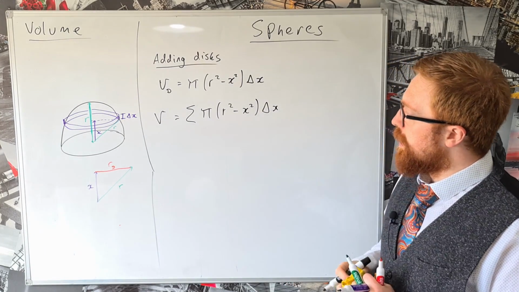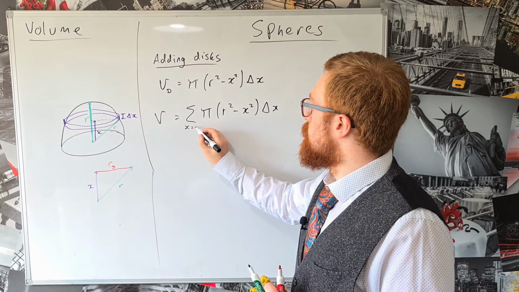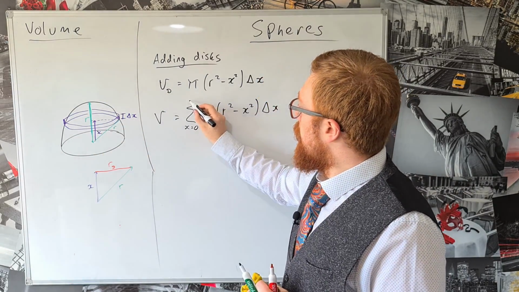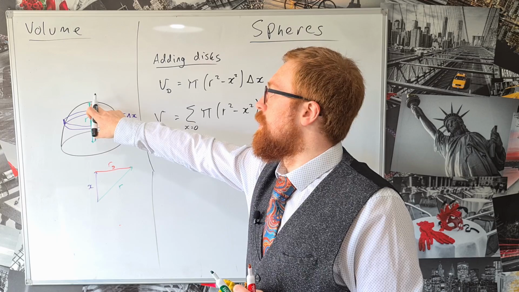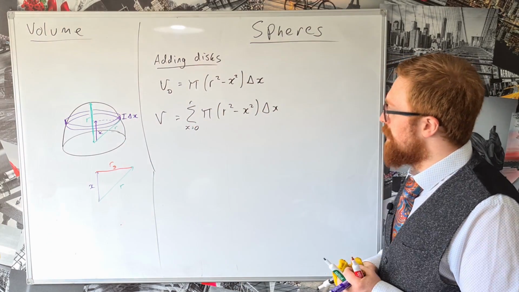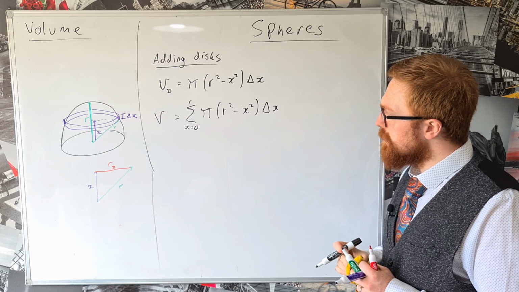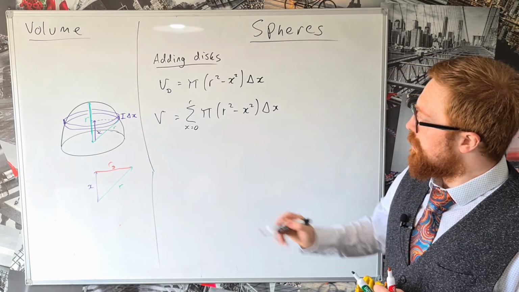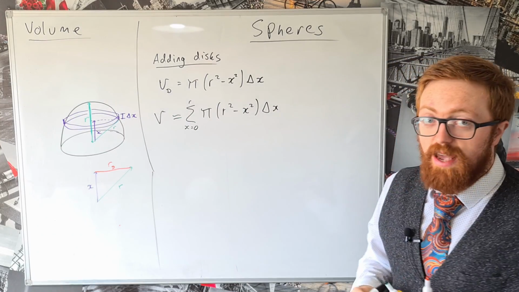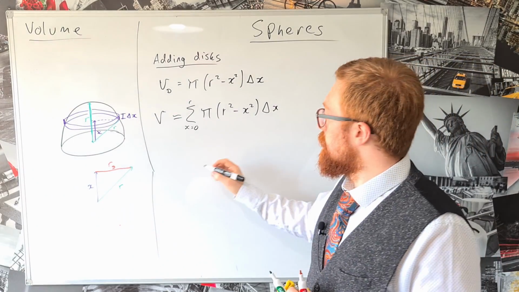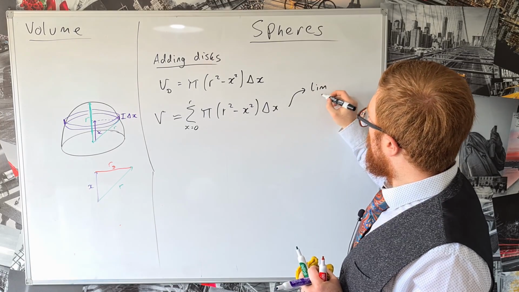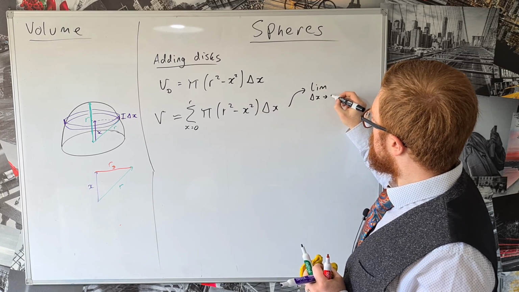Okay, and that is from x is equal to 0. If we start right at the bottom, the distance up is 0, and that goes all the way up to x being equal to r, or r minus delta x, but in the limiting case it'll be the same. The volume is approximately equal to that, but as we take the limit, it will become exactly equal to it. So what we'll do is we'll take the limit as delta x tends to 0.